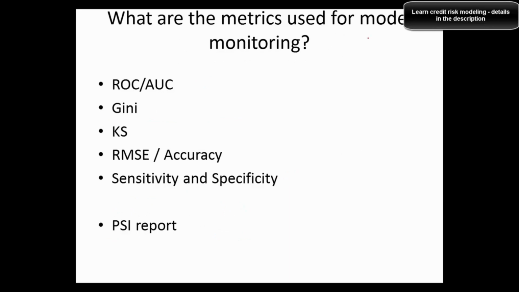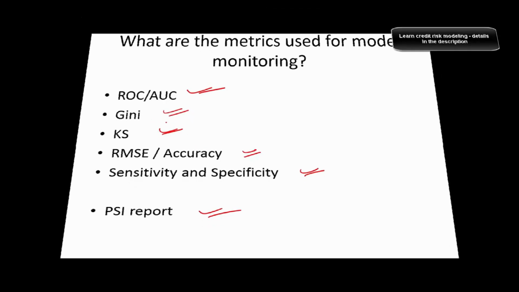What are the metrics used for model monitoring? ROC, AUC, receiver operating characteristics, area under curve, Gini, Kolmogorov-Smirnov statistics, root mean square error, accuracy, sensitivity, specificity, PSI report, and so on. So you can dig more into them. We'll discuss more about these in the next video, where we're going to have more advanced questions on statistical modeling, but these are some of the major metrics used for monitoring.